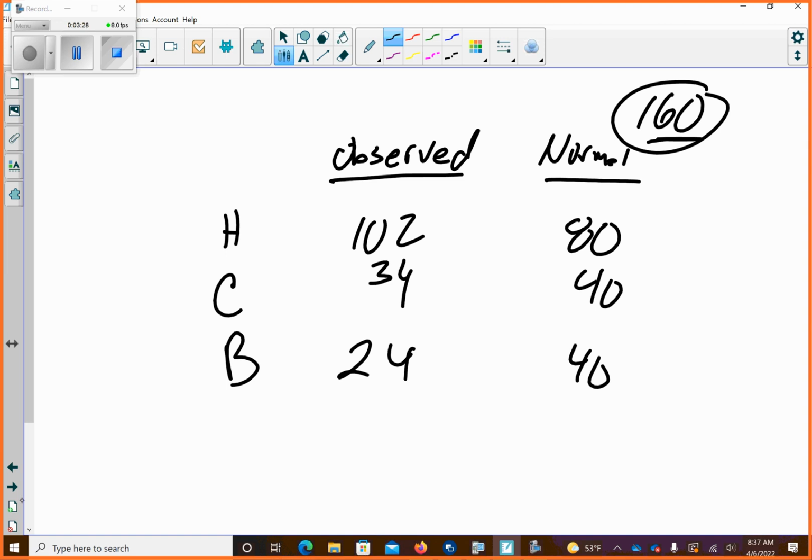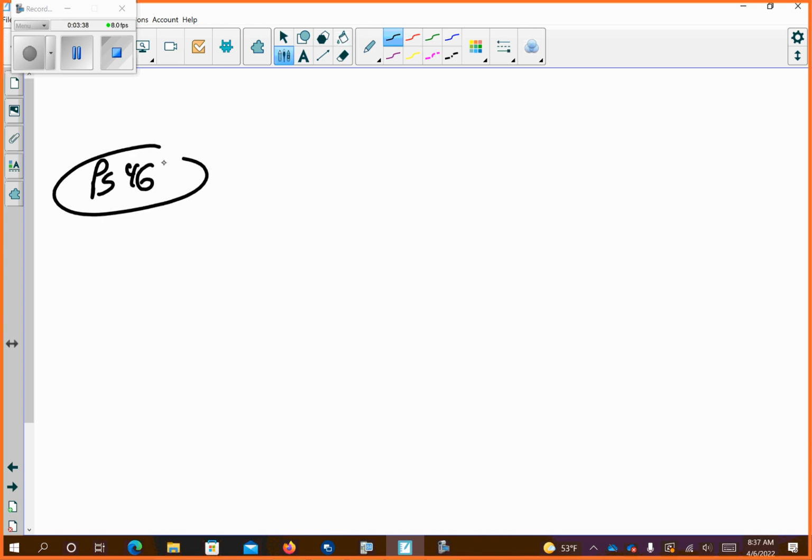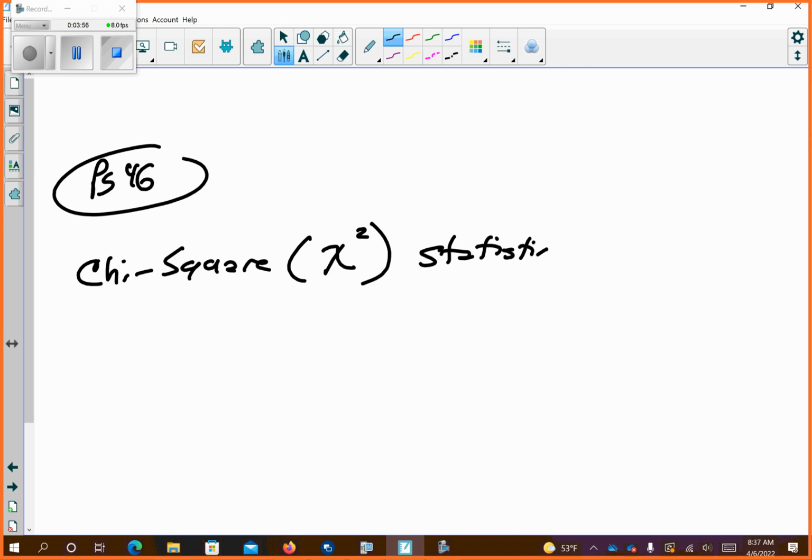Cool? All right. So I'm on page 46. All right, so this is talking about the chi-squared. The chi-square is kind of this weird looking X. Okay, the chi-squared statistic is what we're going to be focusing on for a lot of this chapter.